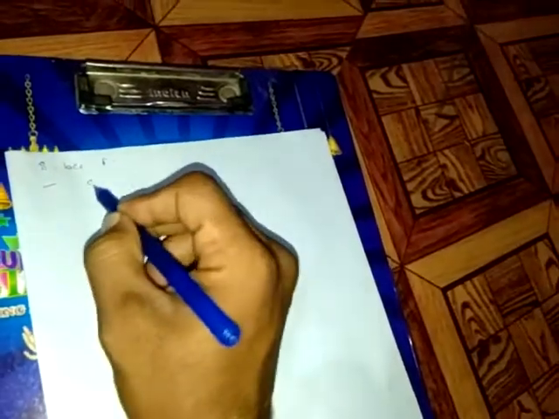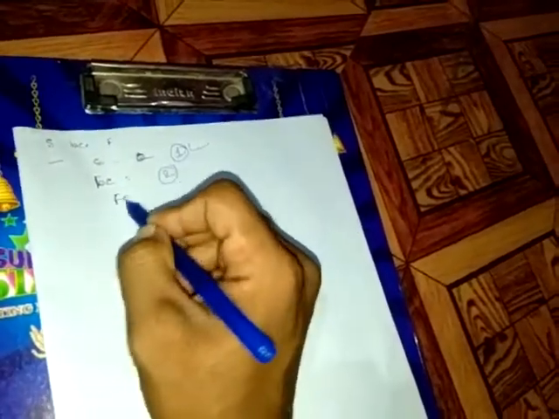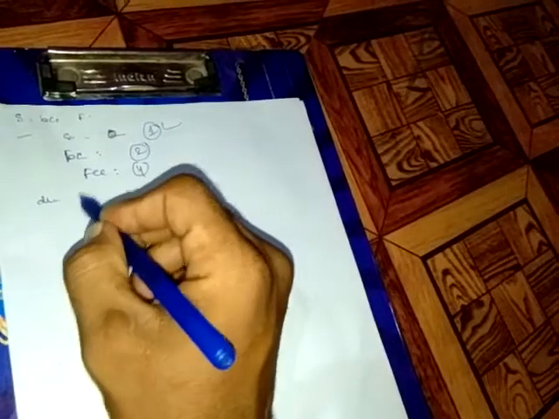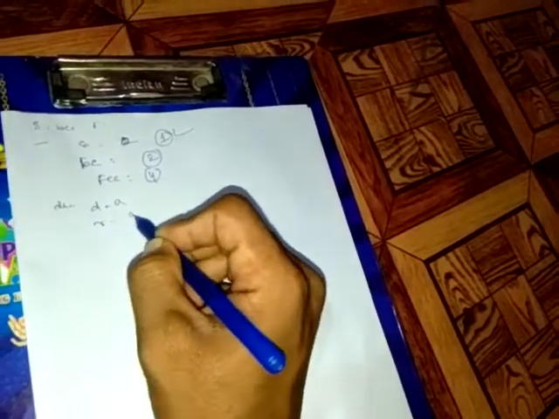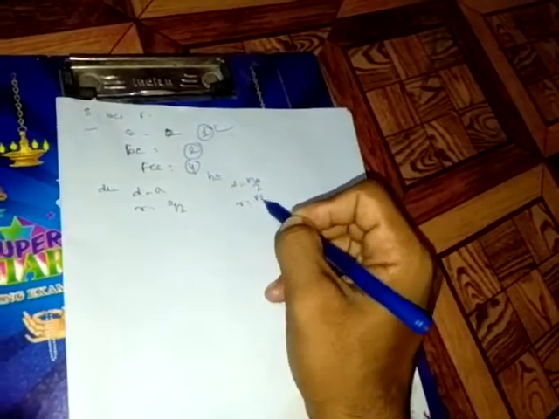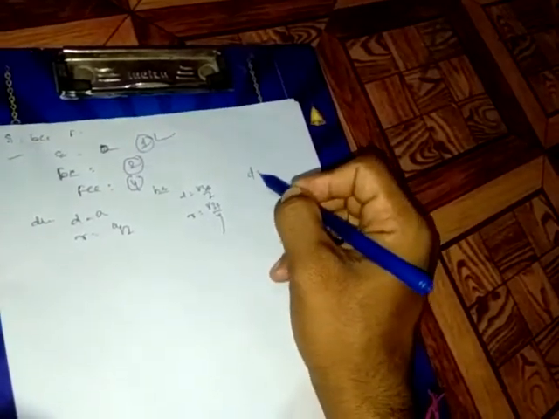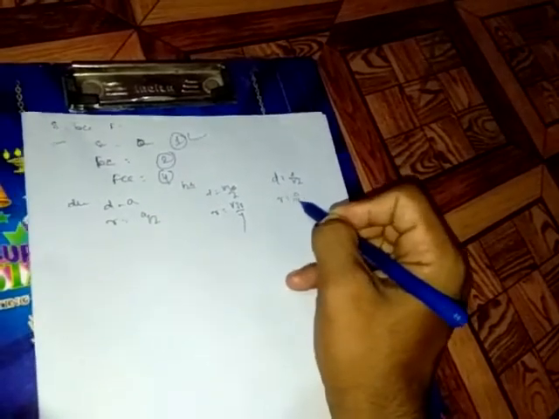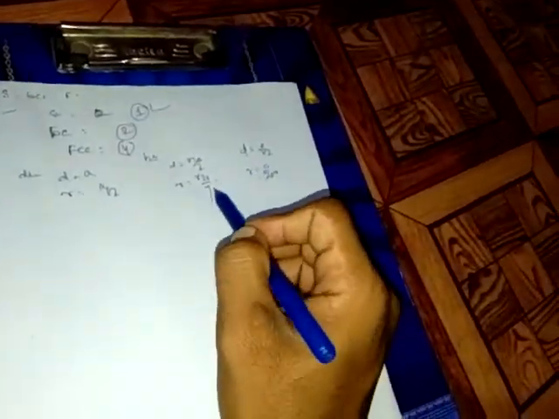Next, the number of atoms present: in simple structure the number of atoms is 1, in BCC structure 2, in FCC structure 4. Next, the distance between nearest neighbors. In simple structure, diameter equals a, radius equals a by 2. In BCC structure, diameter is root 3a by 2 and radius is root 3a by 4. In FCC structure, diameter is a by root 2, radius is a by 2 root 2. These are the basic mathematical concepts of simple, BCC and FCC.